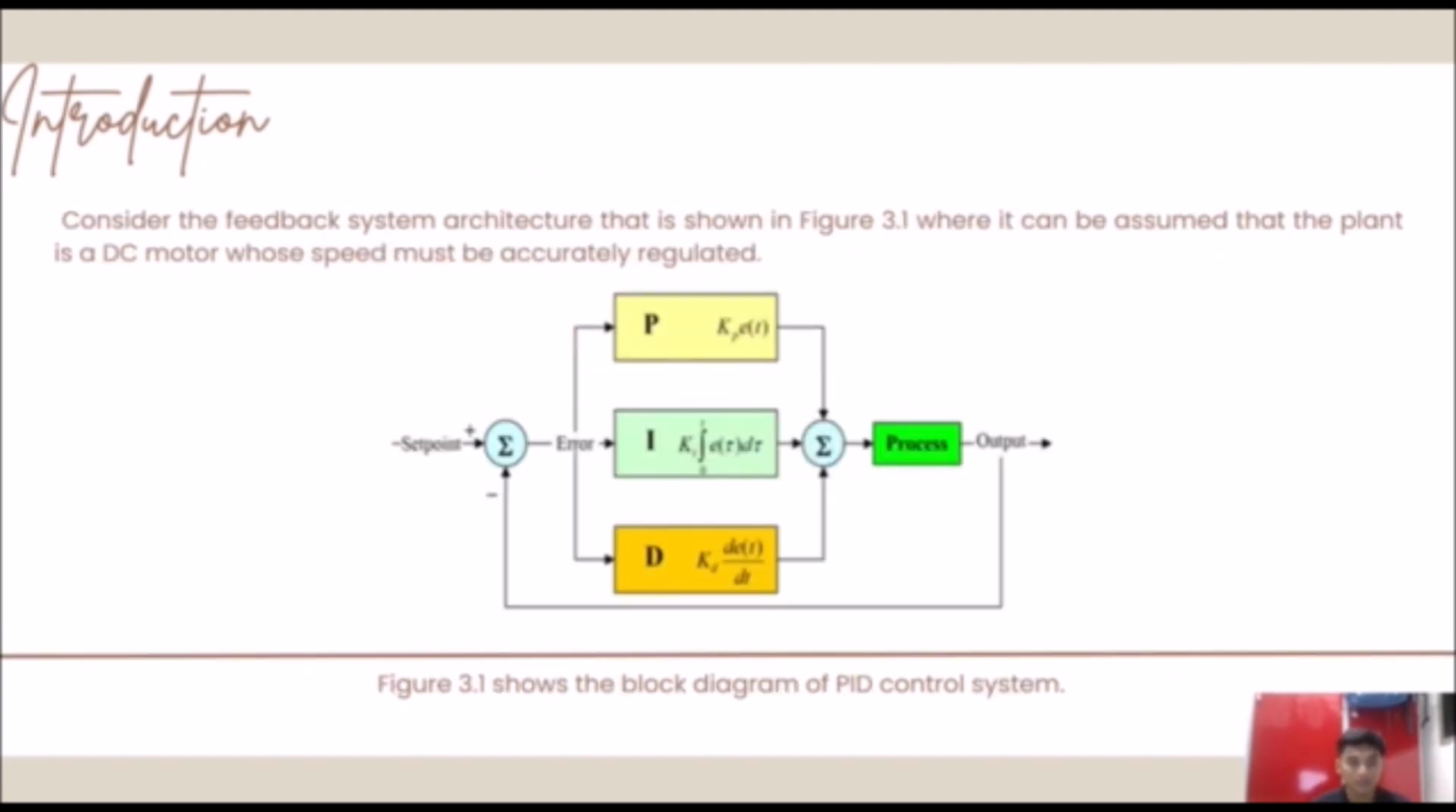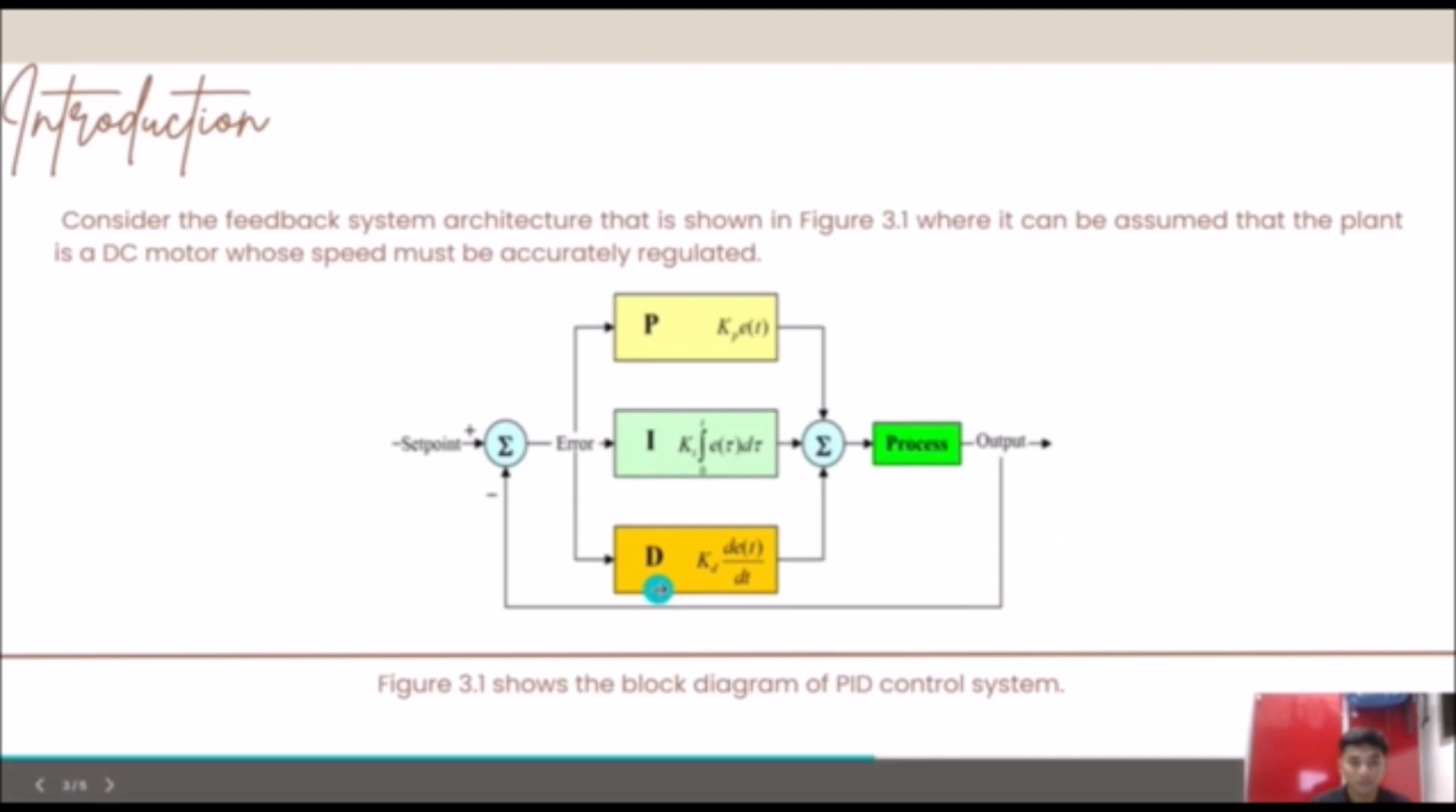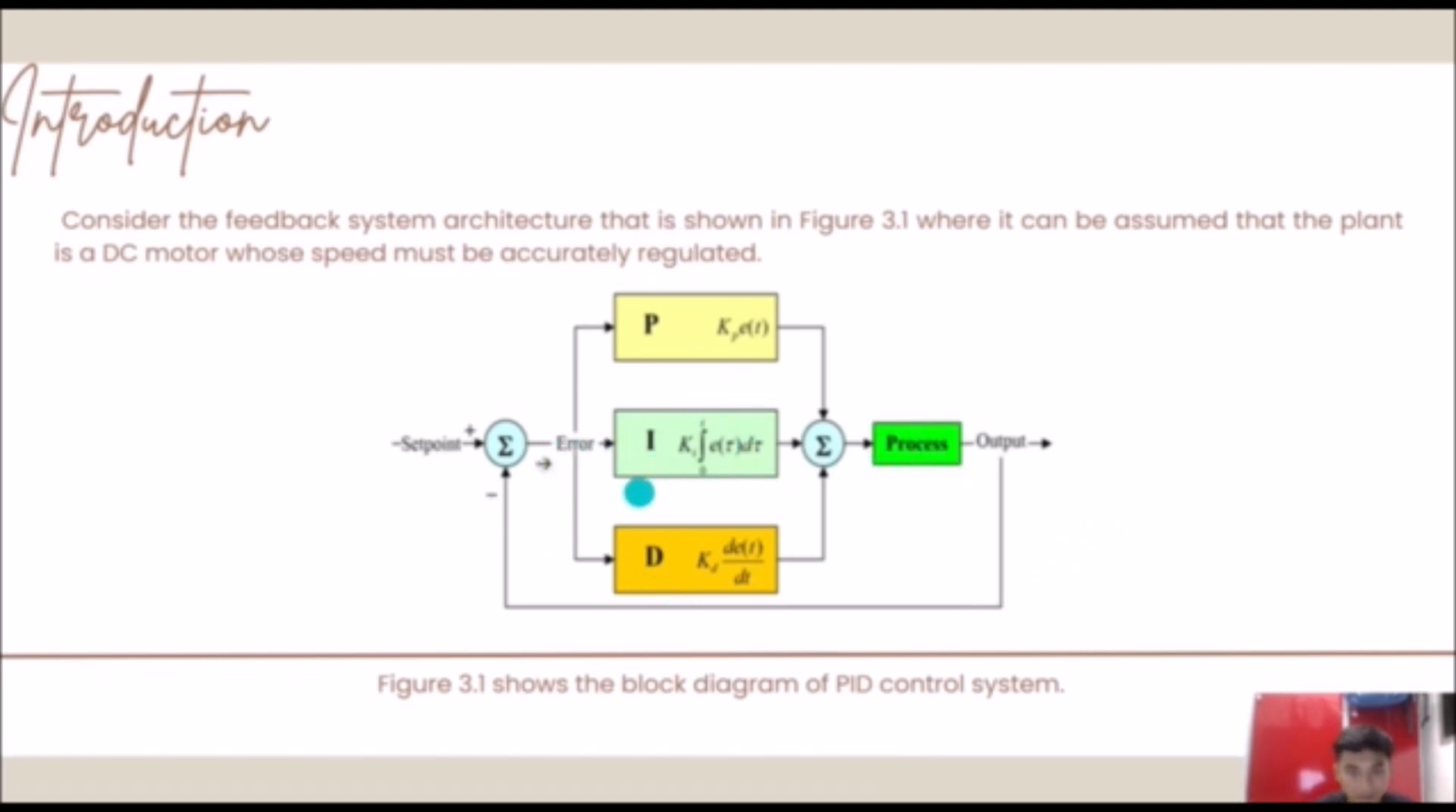So here we consider the feedback system architecture, which is shown in Figure 3.1 below, where it can be assumed that the plant is a DC motor whose speed must be accurately regulated. So this is the set point, and this is the PID and the process, and it goes to the output.